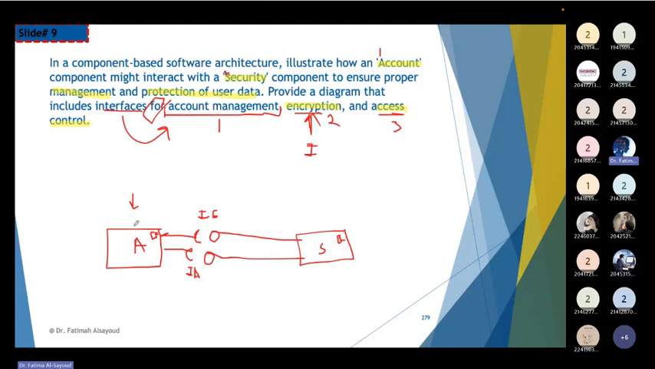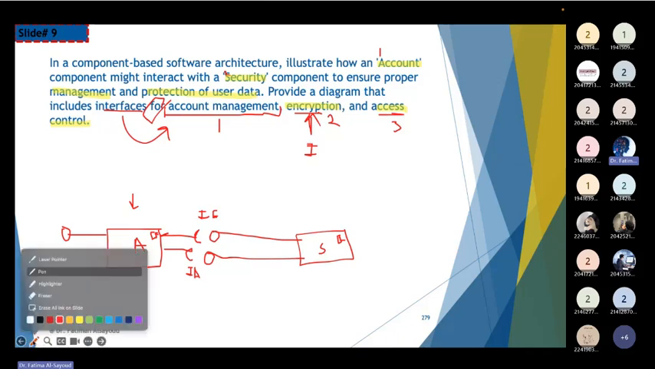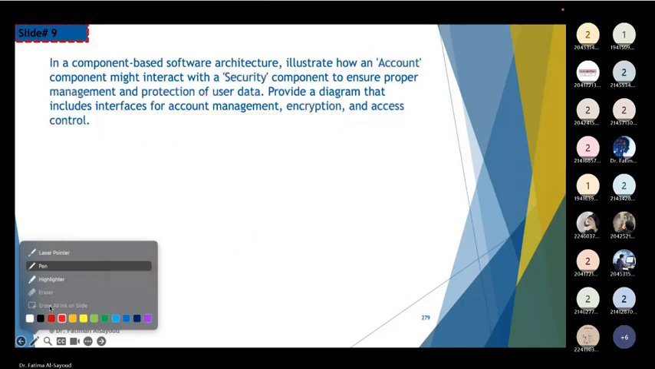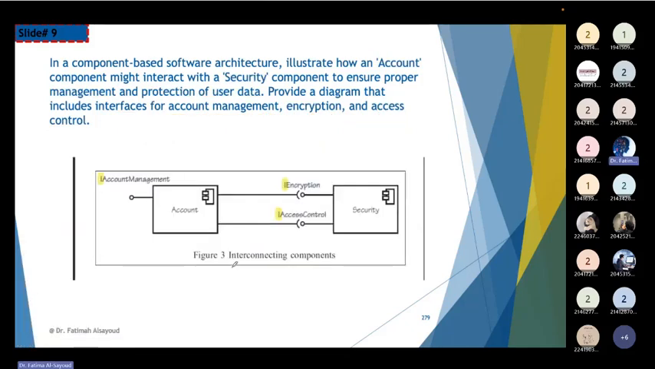Okay, as an account component, am I going to require account management, or am I going to provide account management? I'm going to provide. If any other component requires account management, I can provide it. So this is how we are going to answer such questions. You already have this in your slide. I just rewrote the question to use the same diagrams you have in the slide.